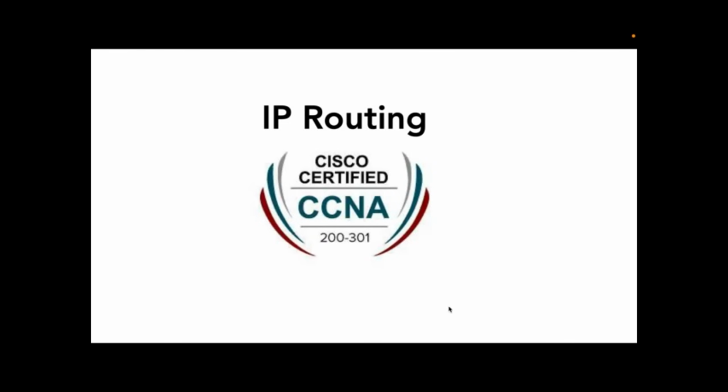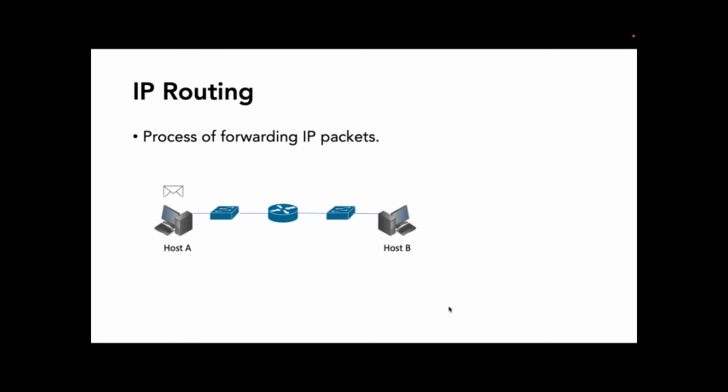Hello everyone. In this session of CCNA series, I will discuss about IP routing. IP routing is a process of forwarding IP packets from a device that originally builds it to the device that is supposed to receive it. In simple words, I can say it delivers IP packet from the sending host to the destination host. And this routing process is usually done by the device called router.